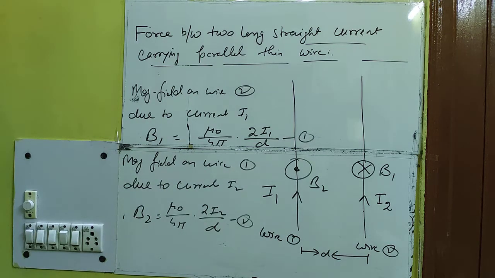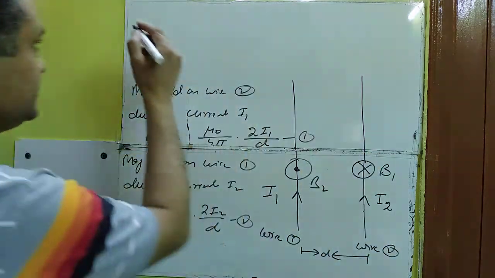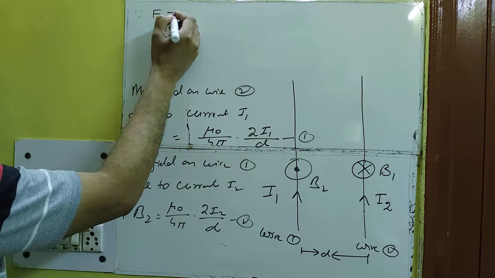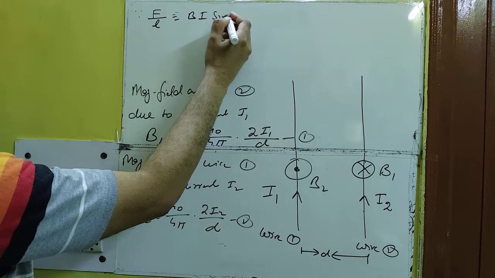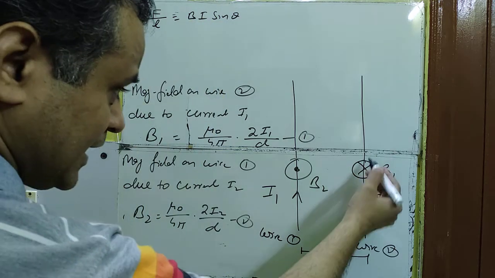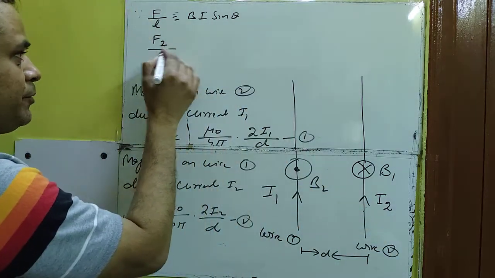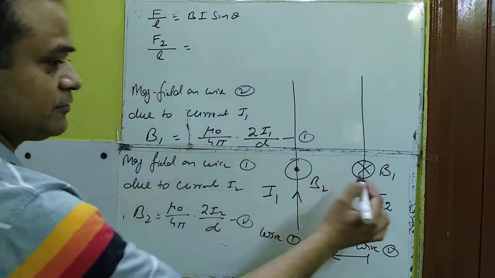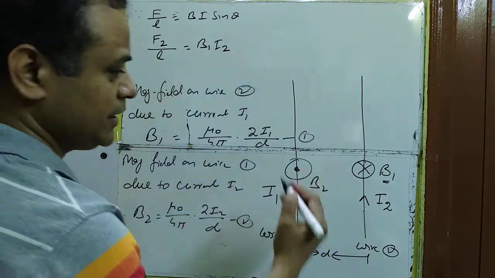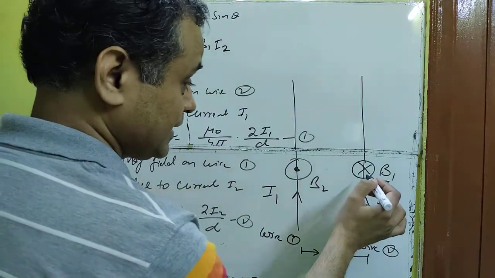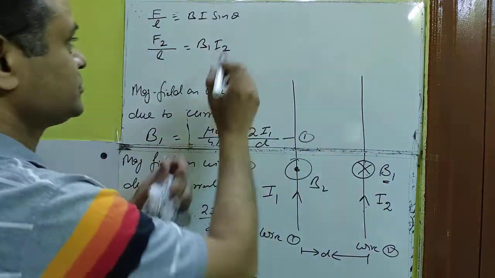Now we are going to discuss what the force is. So children, the force acting on this wire. Since the formula is F is equal to BIL sin theta, I can write F by L equals BI sin theta. So the force acting on this wire, that means F2 upon L, per unit length, is equal to B1, the magnetic field, times current I2, and what is the angle theta between the magnetic field and the current? The magnetic field is inward and the current is in this direction, so they are perpendicular. So sin 90.